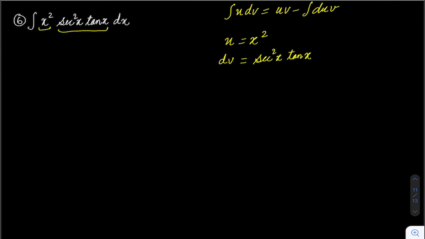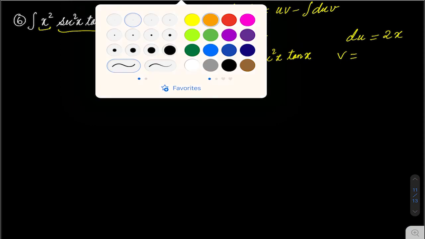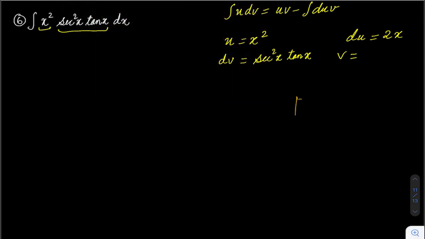We will see this, no problem. Okay, and then I first find du. My du value will be 2x. And what is my v value here? V is actually integration of this. So let me solve this separately here for some students.